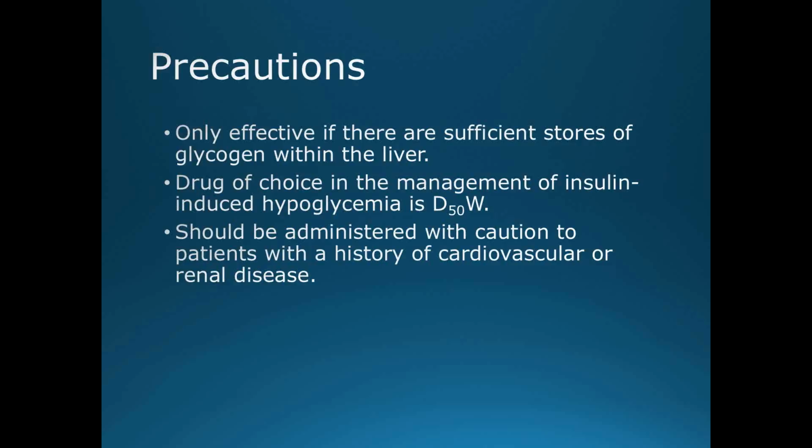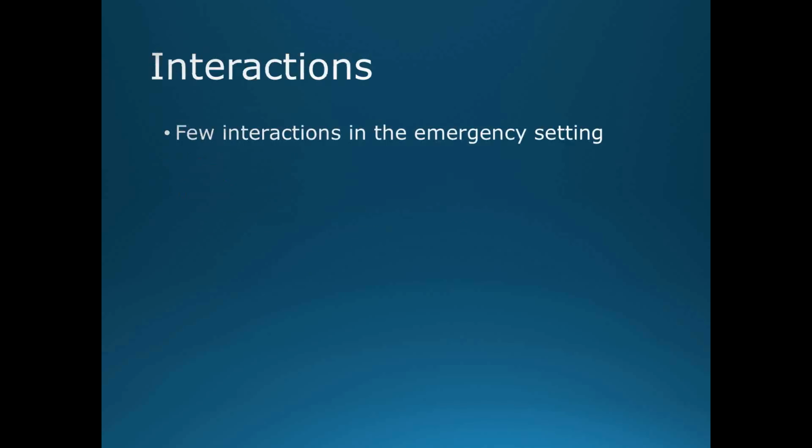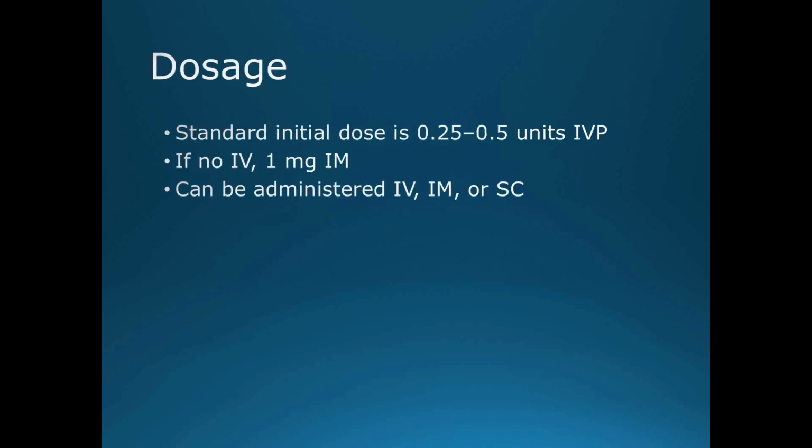Okay. If we've got a patient that's got cardiovascular disease or renal disease, we want to make sure that we have our ducks in a row with this, because it can be somewhat destructive to those systems if they're already impaired. We can get hypotension with this, dizziness, headache, nausea, and vomiting. And if our patient is in a hypoglycemic crisis, there's really few interactions that we need to worry about.